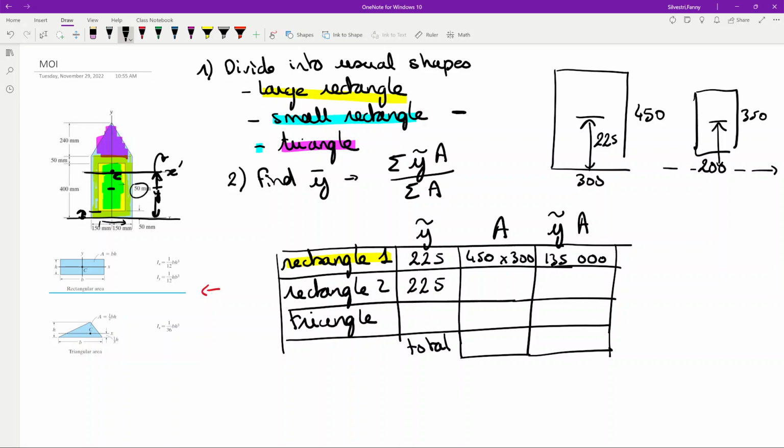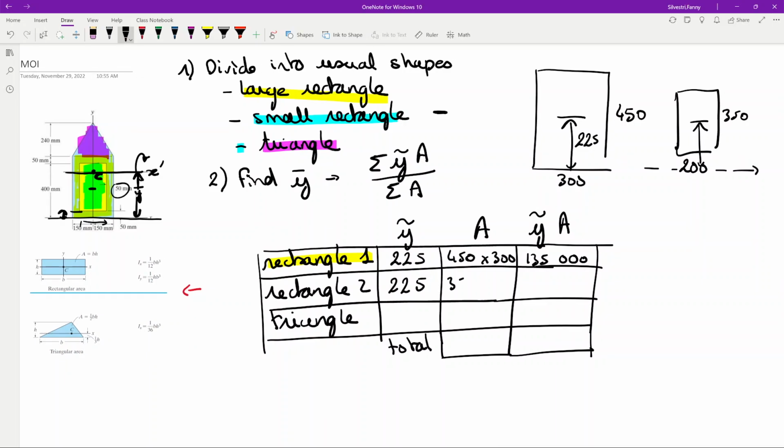And the area will be then 350 times 200. And when we multiply both of them, that will be 70,000. And don't forget this one, I will put it in minus. That will be, oops, I will put it in red. That will be a minus because it's a hole. So we want to remove this area, and we want to remove the y tilde A.